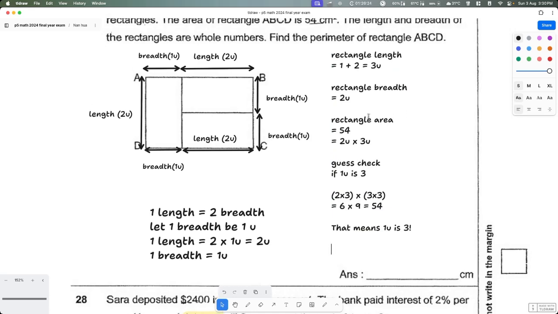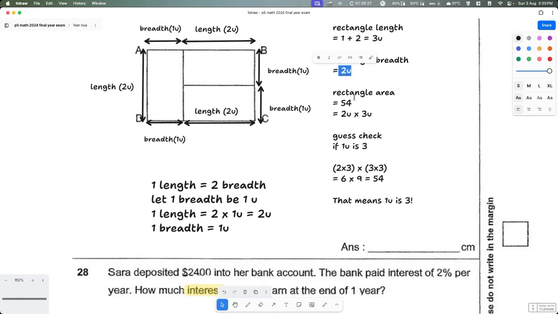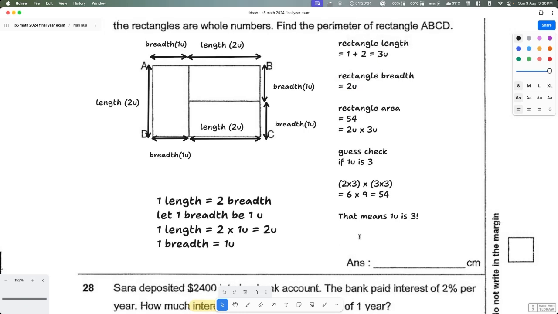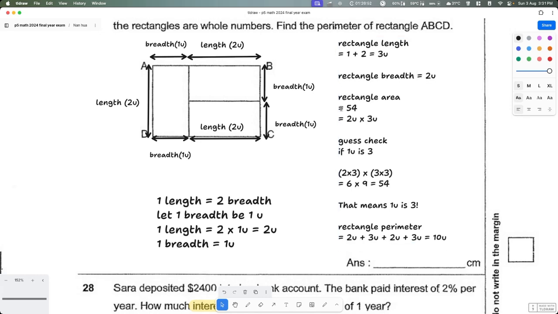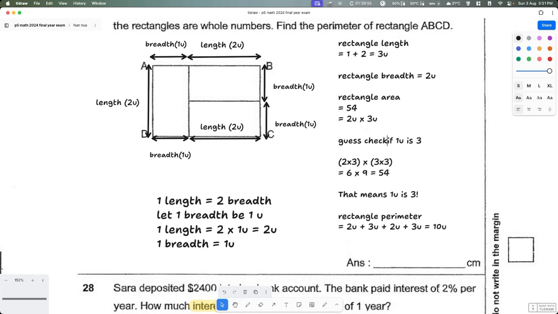Okay, so from here, find the perimeter. We know the rectangle breadth and rectangle length. So the rectangle perimeter is equal to 2 units plus 3 units plus 2 units plus 3 units, which is equal to 10 units. So 2 plus 3 is 5, just times 2. If 1 unit is 3, then 10 units is equal to 10 times 3, which is equal to 30 centimeters. There you go. So the answer to this is 30 centimeters.